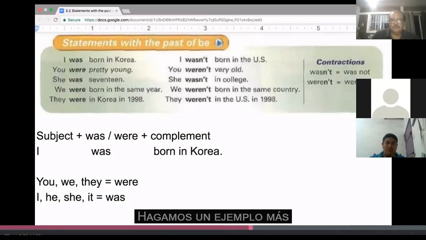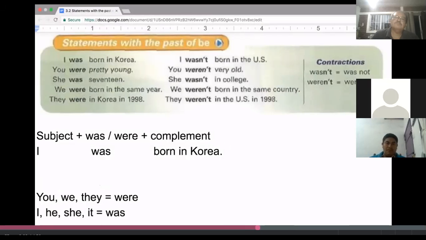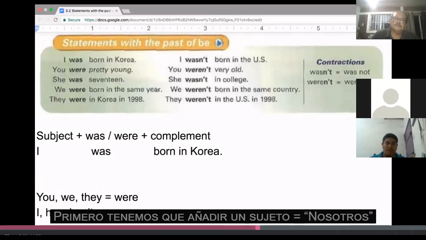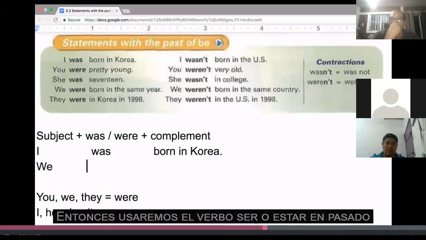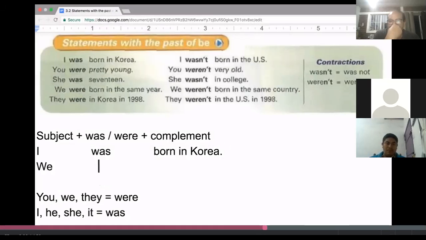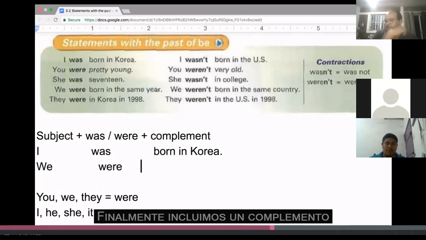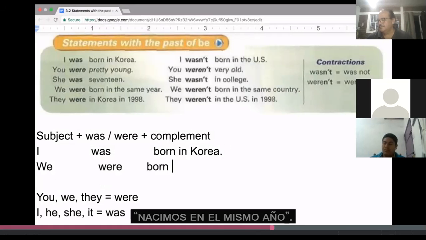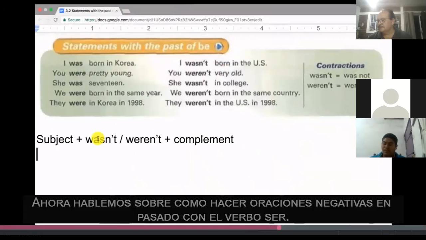Let's do one more example. We were born in the same year. First, we need to add a subject, we. Then we will use the verb to be in the past, were. Finally, we will include a complement, born in the same year. Now, let's talk about making negative statements in the past with be.